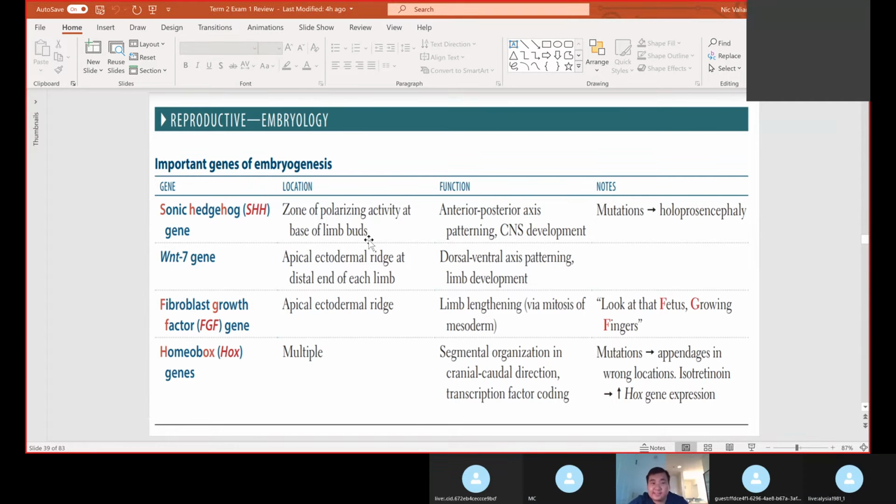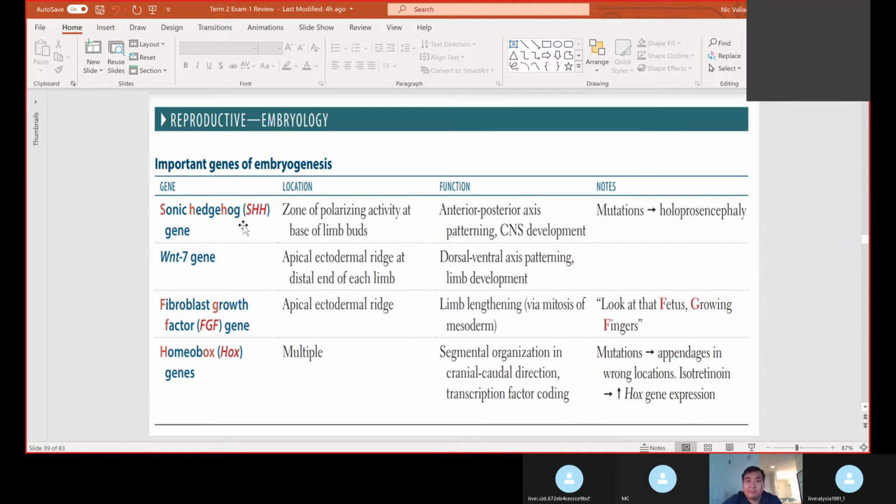So, is this important? Yes, please. Highlight this. Sonic hedgehog gene. You know what's funny? Why he called it sonic hedgehog? Because the researcher who found this gene, he's playing Sonic the Hedgehog. So he thought it's a good name for this gene. I found it, so it's sonic hedgehog gene.